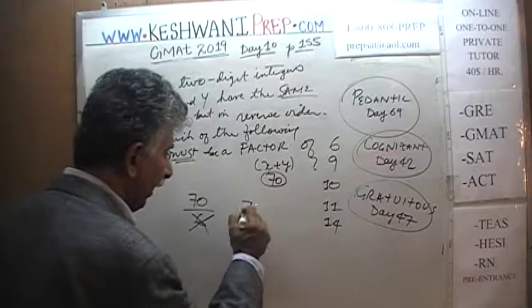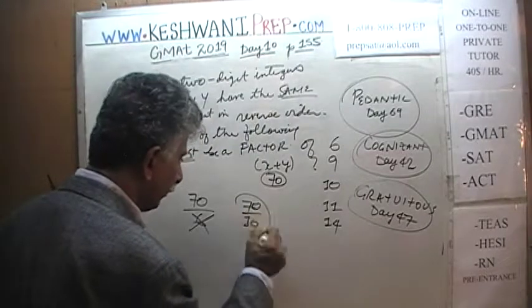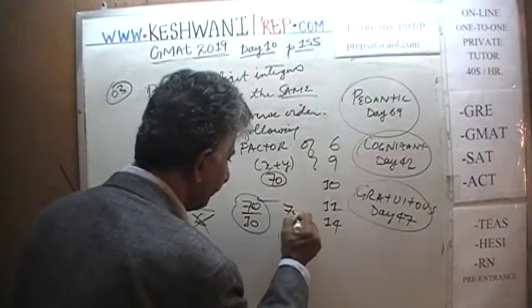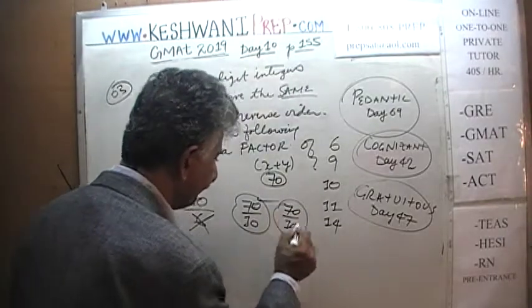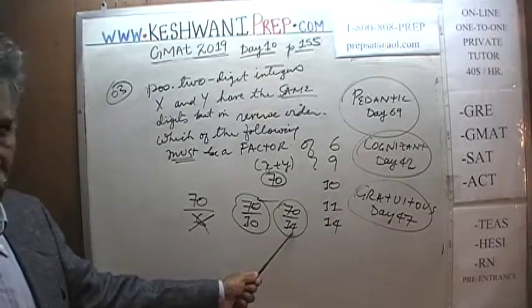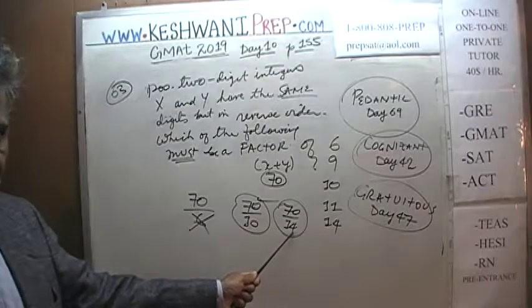10 is a factor. There are two of them here. 10 is a factor. You see, that would work. 10 is a factor of 70, and so is 14. 14 is a factor of 70, I hope. Yes, 14 times 10 is 140.